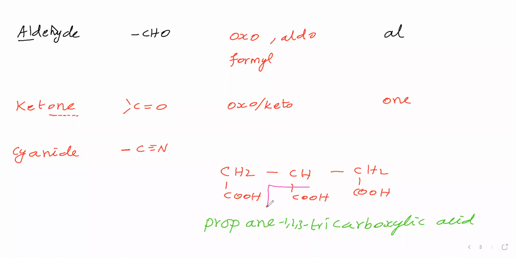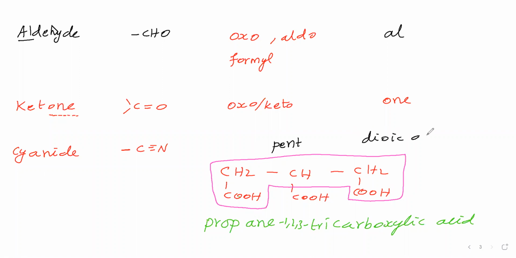Now the parent chain is this. Okay. Now what is the name of this parent chain? You see that the parent chain contains 5 carbon atoms. Therefore, the root word is pent. Here 2 carboxylic groups are there in the parent chain. Therefore, the secondary suffix is dioic acid.